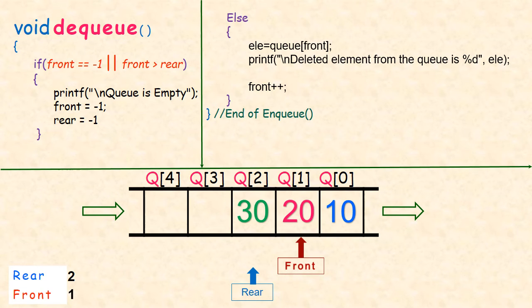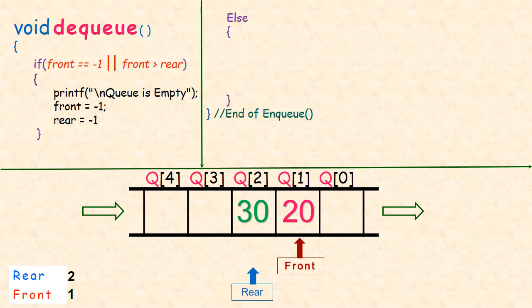Logically, the elements in the queue are from front to rear only. So here q of 0 is logically not an element of the queue. You can understand it as deleted. Again, if I want to delete one more element, I will display 20 here. Front is pointing to 20, that is, q of 1 will be displayed.